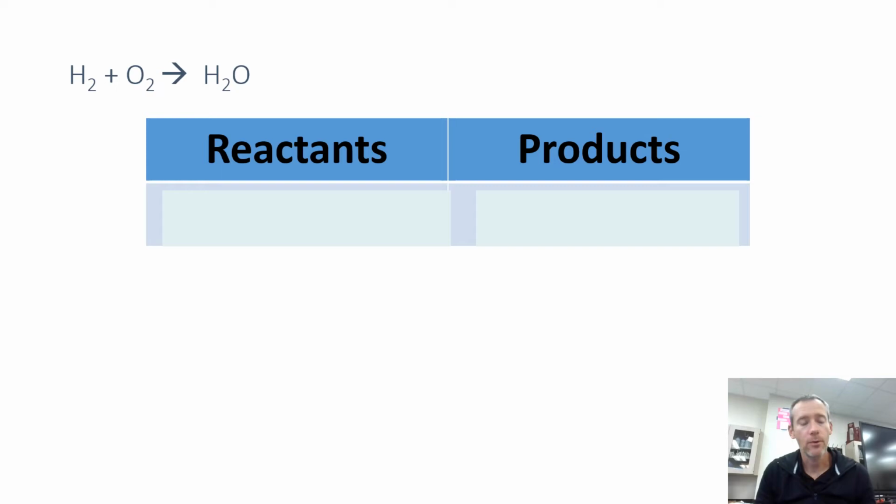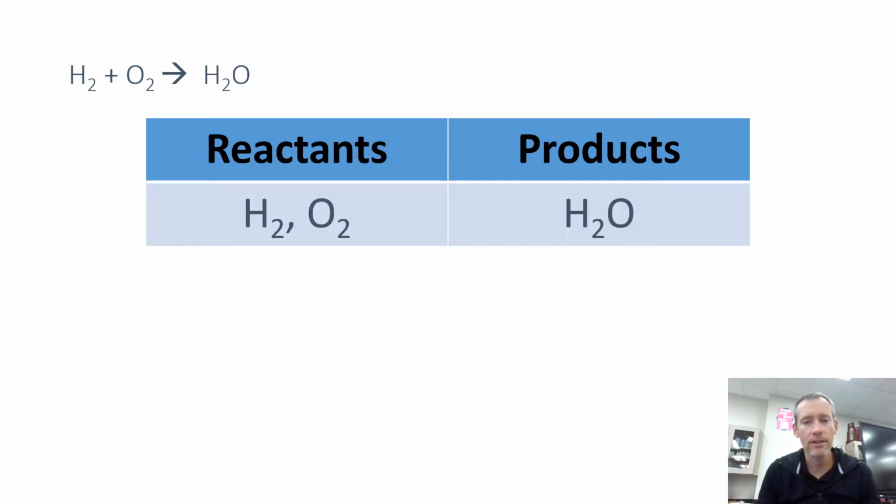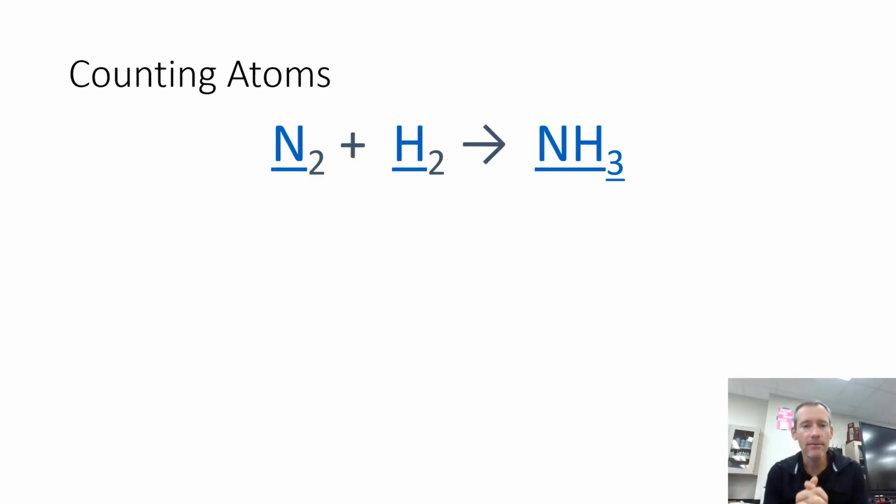Here is production of water. This is also a combustion reaction because it's defined as a reaction with oxygen, but also a synthesis reaction in that you're making a product out of its elements. H2 and O2 are the reactants, and the product is water. Easy peasy.